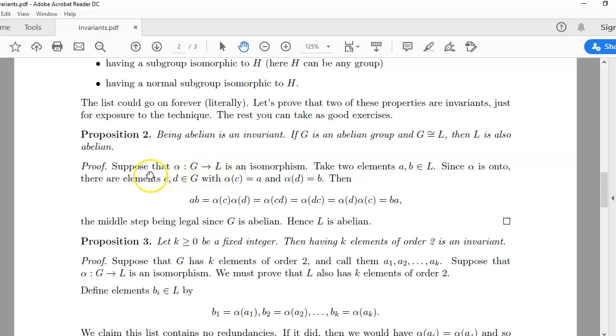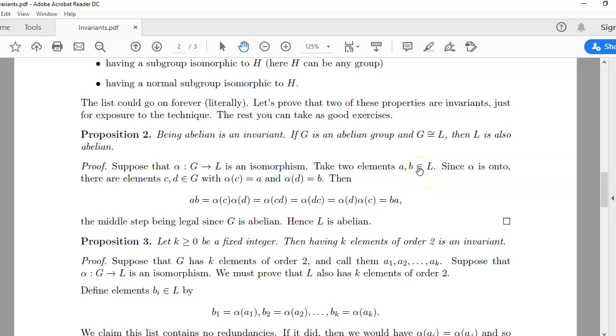So get your hands on one. Suppose that alpha from G to L is an isomorphism. Your job is to prove that L is abelian. My job is to prove that if I take any two things from L, A and B, then A times B is always going to be the same thing as B times A. So take two elements A and B from L. I'm going to somehow argue that AB is BA.